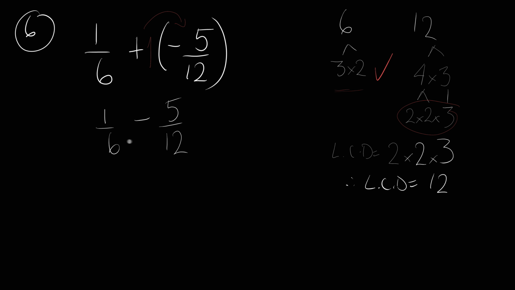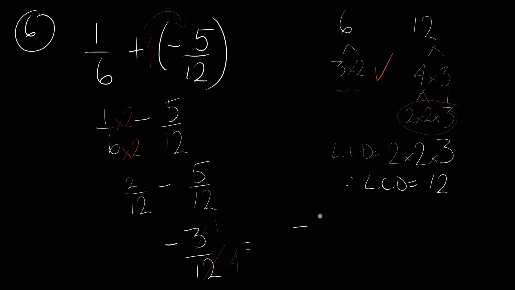So I have to make each of them a 12. This is already a 12, so you don't do anything. However, this 6, I need to multiply by 2 top and bottom. So I will obtain 2 over 12 minus 5 over 12. Once I do that, 2 minus 5 is going to be negative 3/12. I can reduce this, so you have to reduce here. 3 goes into 3 once, 3 goes into 12 4 times. So your final answer should be negative 1/4.